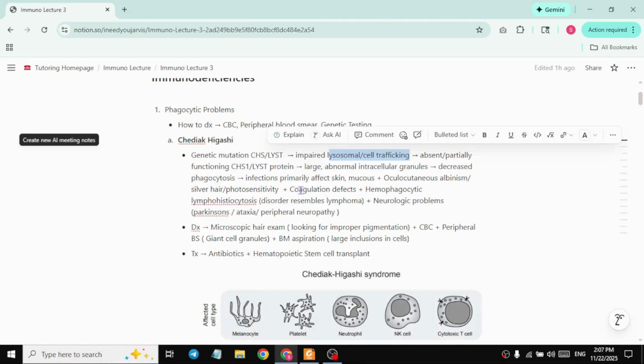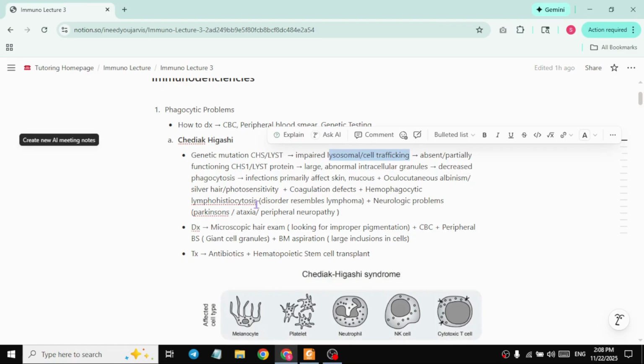Other thing is coagulation defects. The platelets need these cytoskeletal proteins in order to degranulate, right? If they're not degranulating, they're not going to have any coagulation. Okay, so that's another thing that you may see here. Next thing is disorganization and loss of architecture within the bone marrow, right? Leading to a disorder that leads to lymphoma, right? So hemophagocytic lymphohistiocytosis. A lot of fancy words just to say that the architecture within the bone marrow is going to be in disarray. Okay.